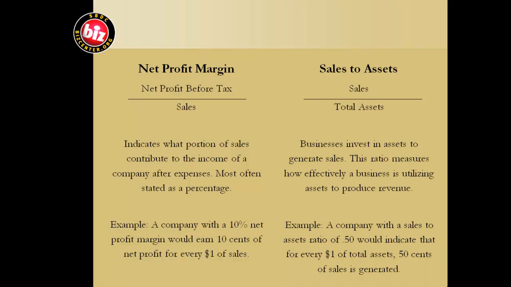The next ratio is the sales to assets ratio. This calculates the amount of sales generated from each dollar of assets. Businesses purchase more assets with the hopes of generating more sales, and this ratio can help you track how effective you are at doing this. For example, if this ratio calculated to be 0.5, you would know that you're generating 50 cents of sales for every dollar of total assets owned by the business.